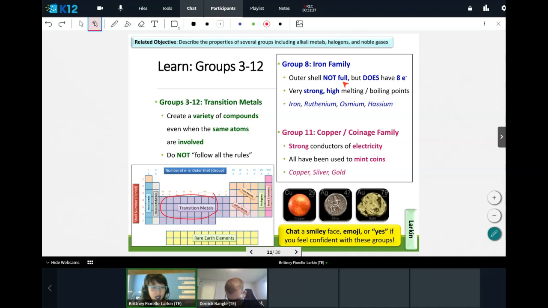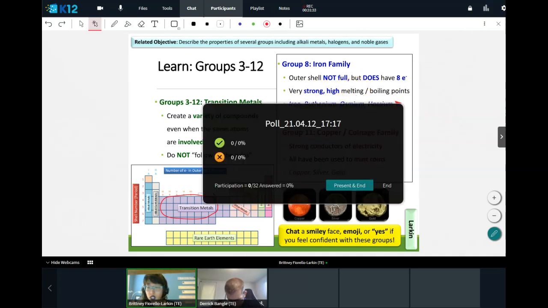However, with those 8 electrons, 8 is still a good number, and so they do end up being very strong with high melting and boiling points. Go ahead and give me a green check or an orange X if that makes sense. Again, it's technically not full, which breaks the rule we've been talking about. But it does still have 8, which is still a strong number, even if it's technically not full.